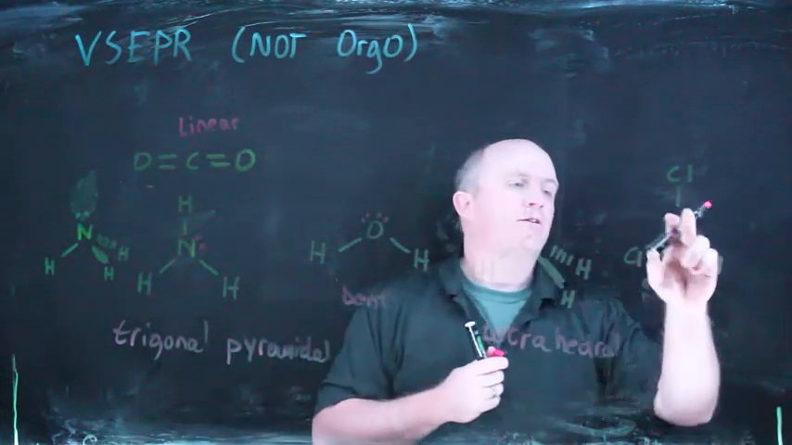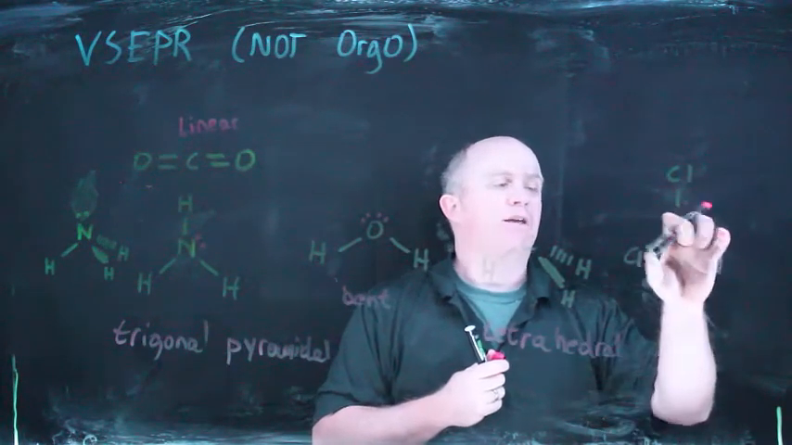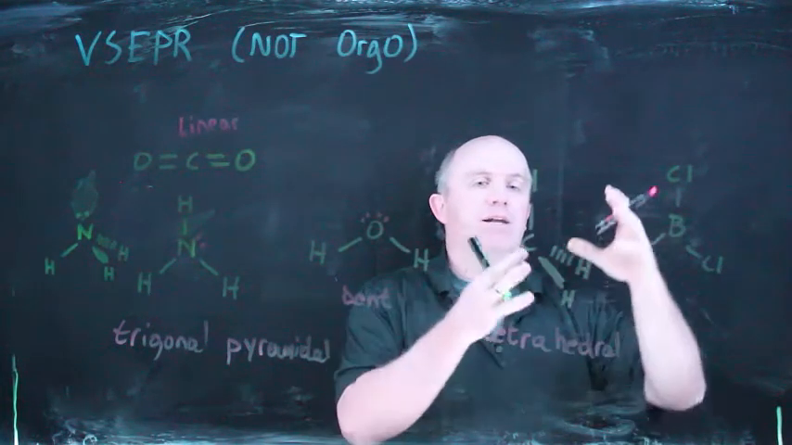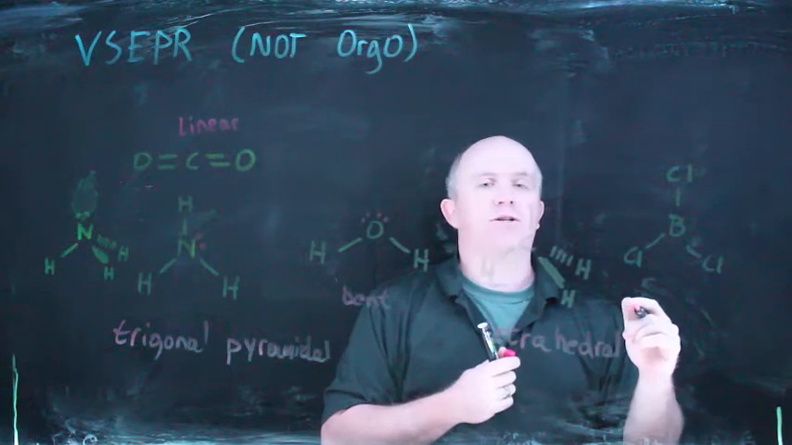And then here, boron trichloride does not have any lone pairs on the central atom. So in other words, it would have just three bonding areas. Its notation would be AX3, and therefore this is going to be trigonal planar.